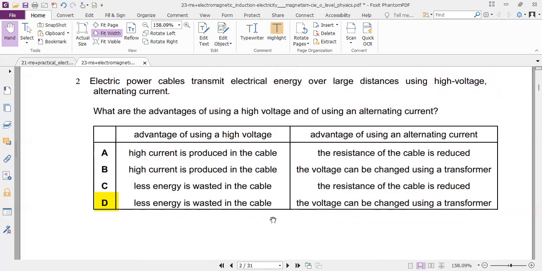Again, the same question. What is the advantage? The voltage can be changed. The advantage of using an AC current is that we can use the AC current. That is the requirement for a transformer to work. That's why.